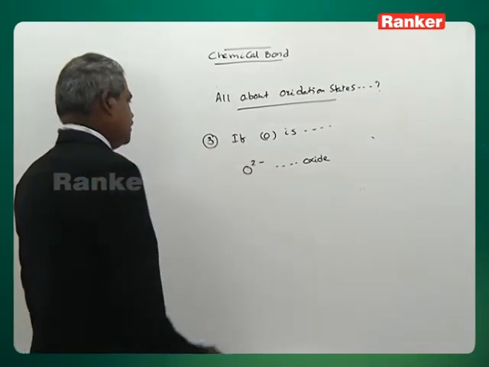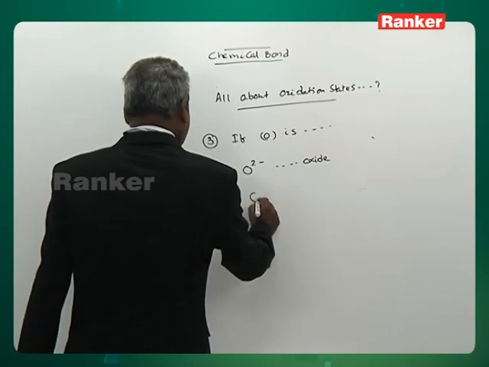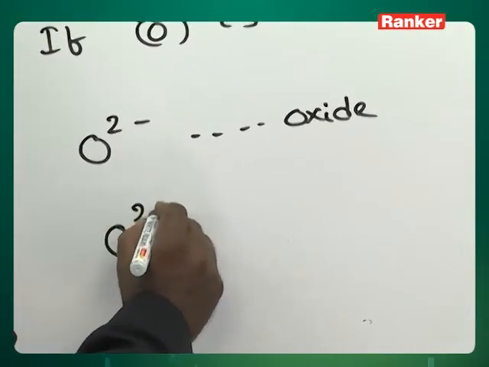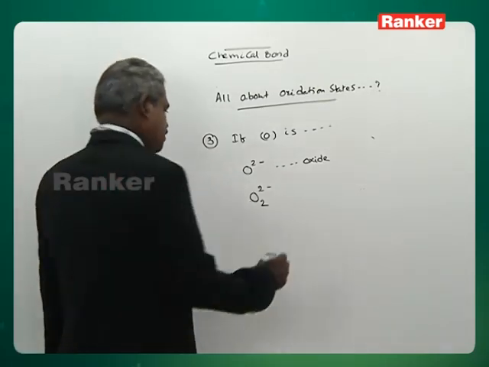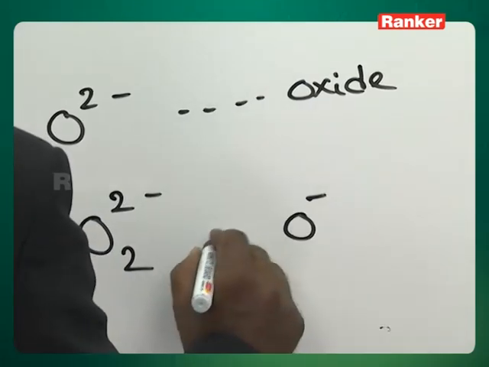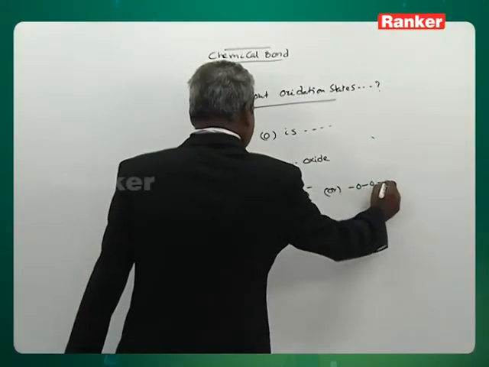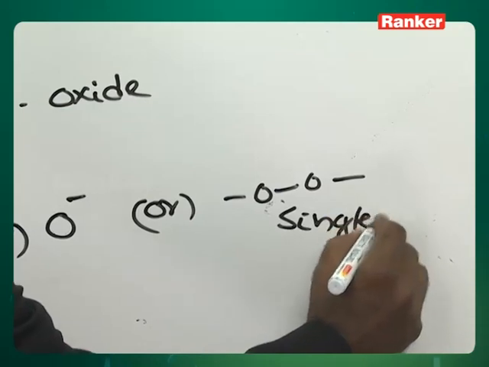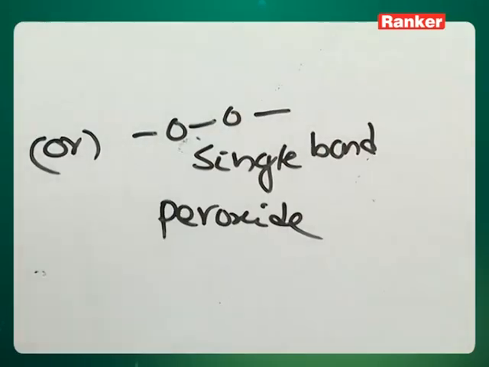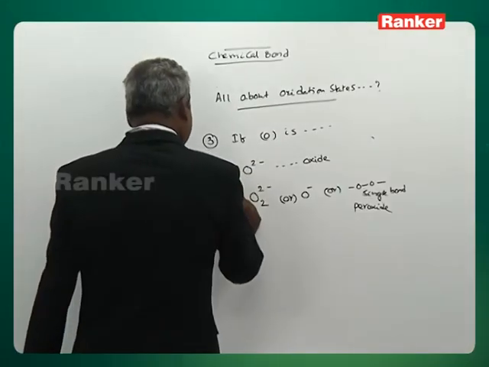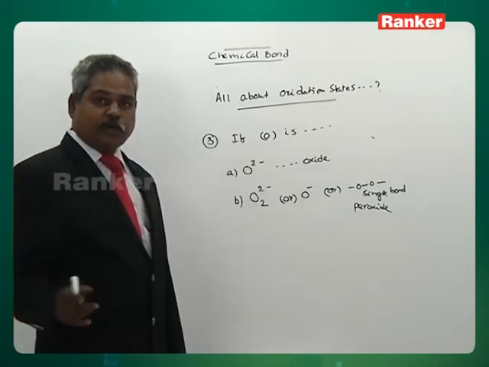If oxygen gets 2 minus, it is called an oxide. If oxygen gets O2 2 minus, what do you mean by O2 2 minus? 2 oxygen atoms getting 1 electron each, that is 1 oxygen getting O minus, or oxygen single bond. Whichever compound you have an oxygen single bond, that is called a peroxide. If oxygen gets minus 2, it is an oxide. If oxygen gets minus 1, it is a peroxide.